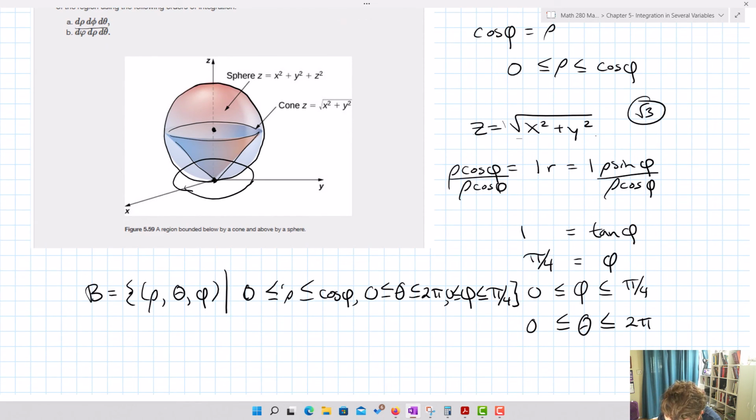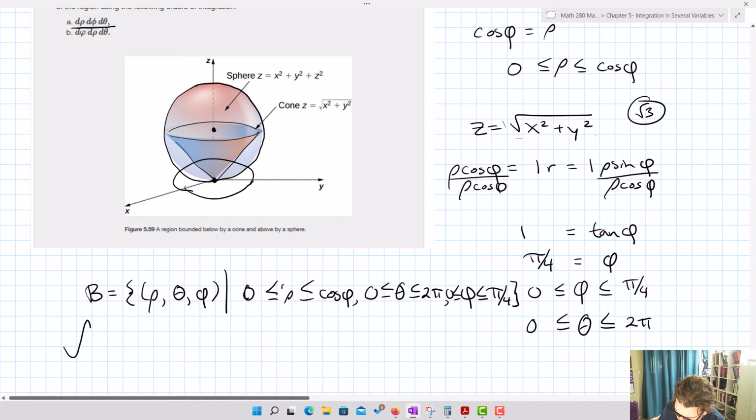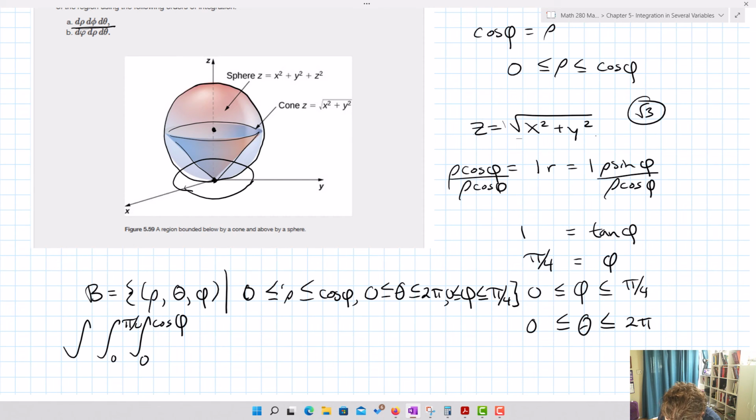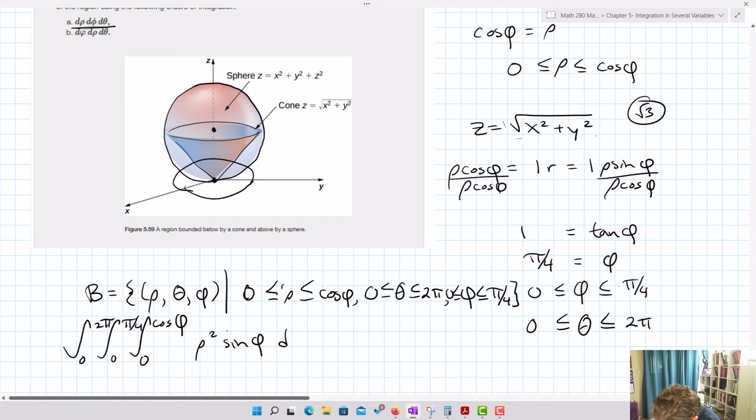So when we write our integral for this volume, since we're using d rho, d phi, d theta, the inside integral is going to go from 0 to cosine phi. Next up we're going to do d phi, so d phi goes from 0 to pi over 4, and then for theta we're going to go 0 to 2 pi. And this will be rho squared sine phi d rho, d phi, d theta.